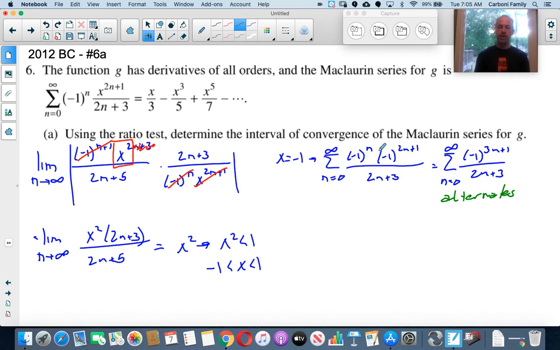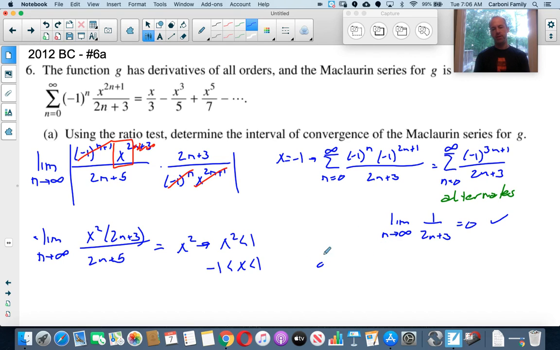And so to apply the alternating series test, we will have to determine if these terms do approach 0. Does 1 over 2n plus 3 approach 0, and does it decrease? So let's show that really quick. All right, so it does approach 0. That's a pretty easy one.